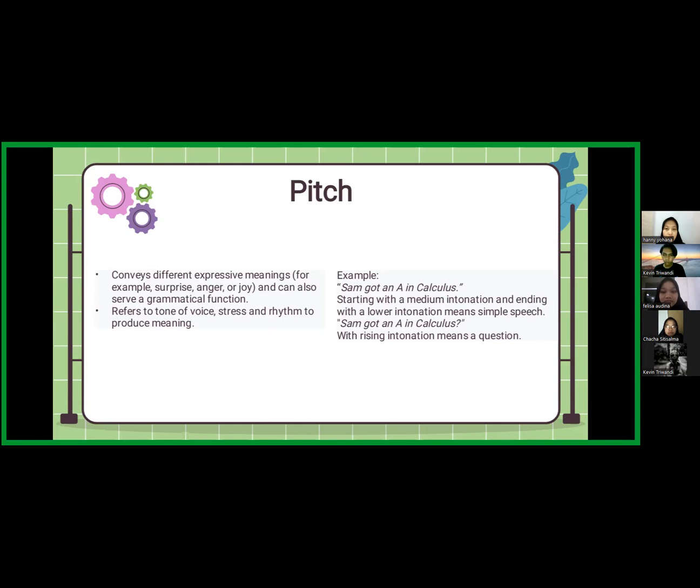Intonation refers to tone of voice, stress, and rhythm to produce meaning. For example, a sentence starting with a medium intonation and ending with a lower intonation means a simple statement. The same sentence with rising intonation means a question.